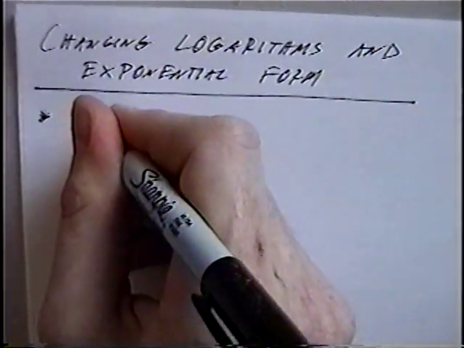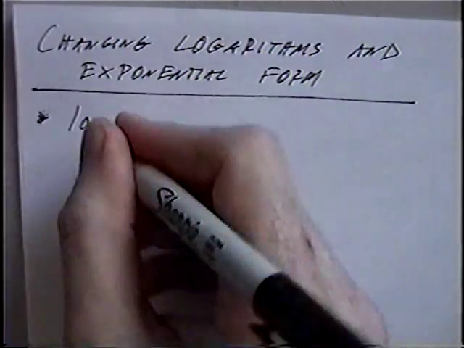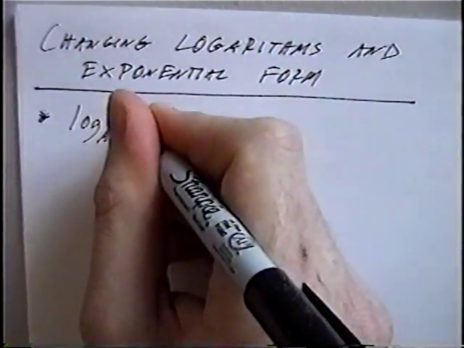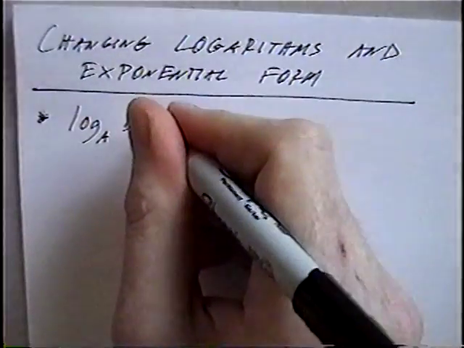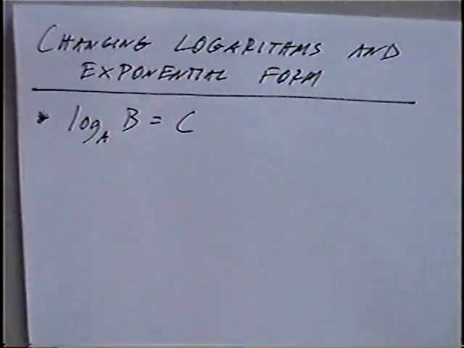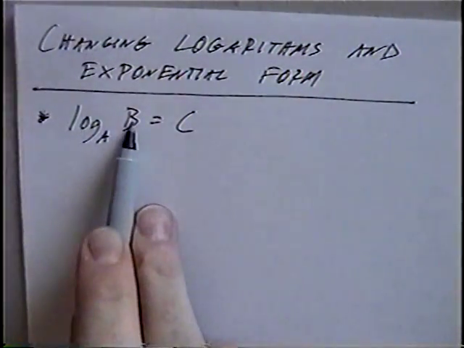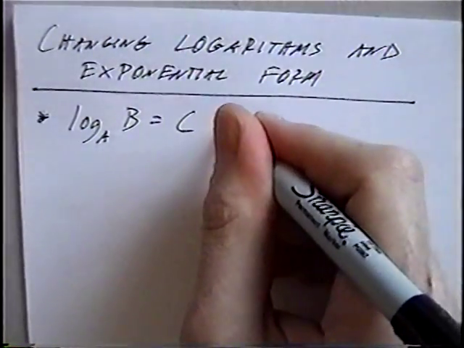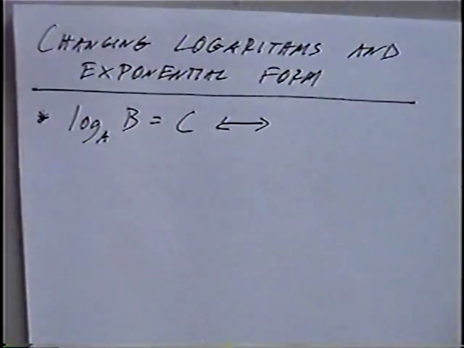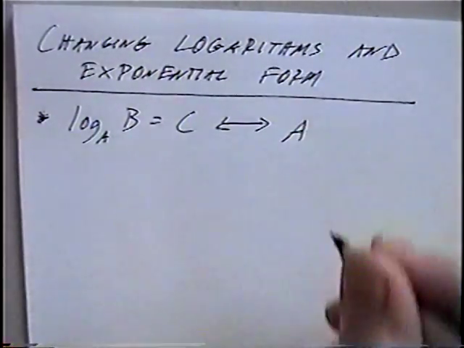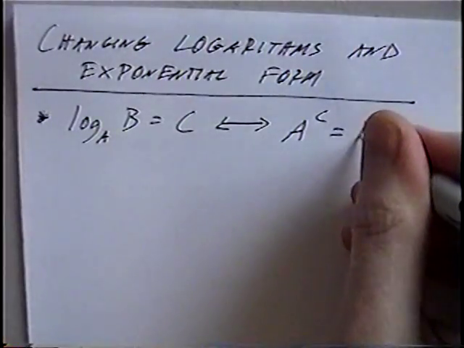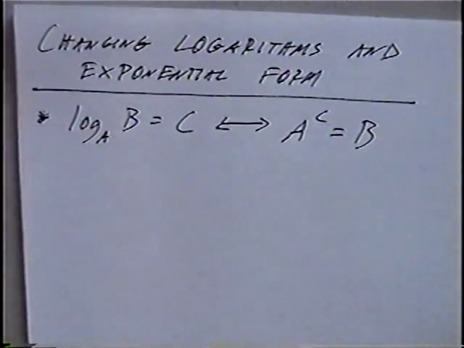is log, which stands for logarithm. We'll have a small a, kind of like a subscript after log. We'll have a big B, which would be the base, and equals c. If you read this out loud, this would be log b base a equals c. And we're going to change that to exponential form. A is going to be the base, c will be the exponent, and it'll be equal to b.